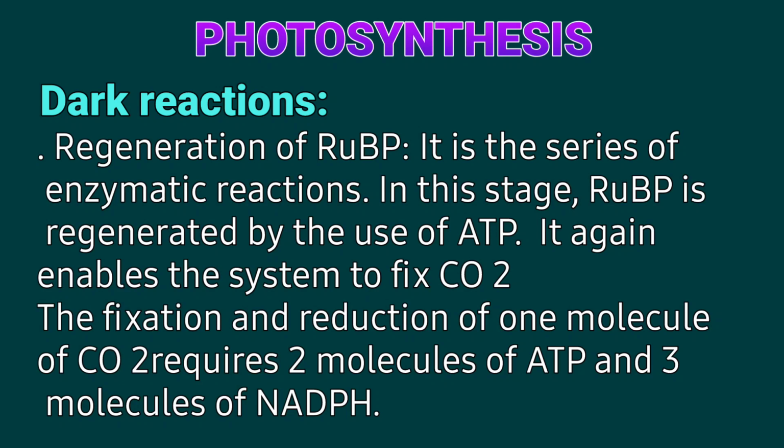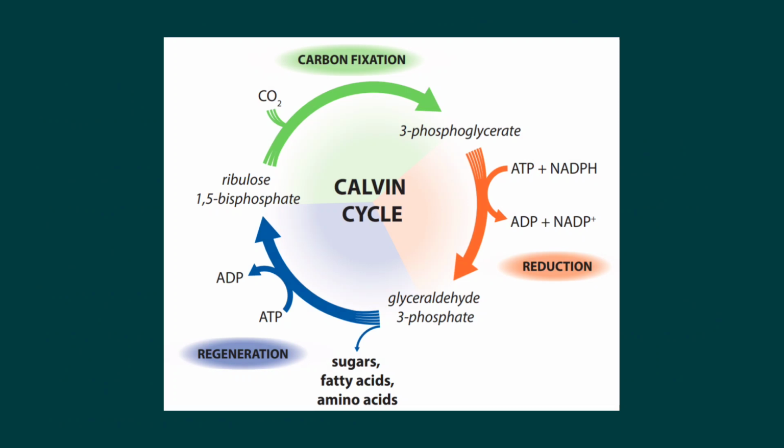These are the 3 steps. This is the Calvin cycle. You can observe here 3-phosphoglycerate, glyceraldehyde 3-phosphate, ribulose 1,5-bisphosphate. So you can observe here clearly the 3 steps in this cycle.